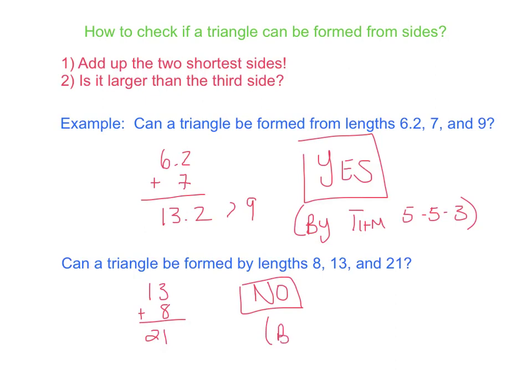And again, this is by our triangle inequality theorem, which is 5-5-3. 21 is not greater than 21. The sum is not greater than our last side.